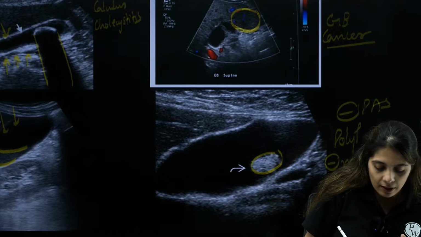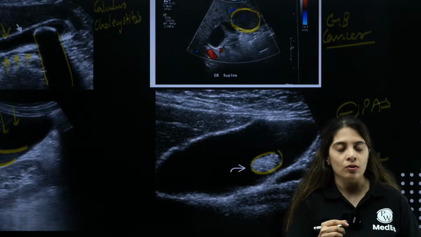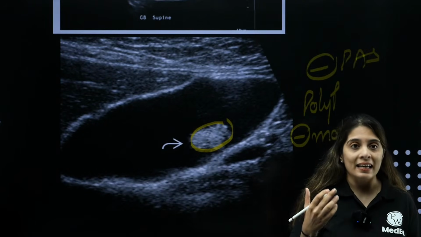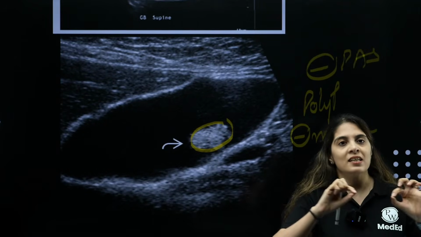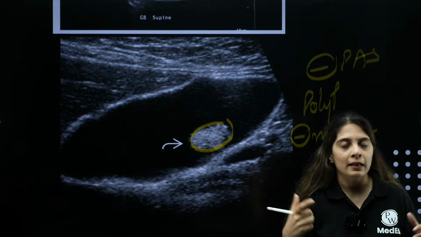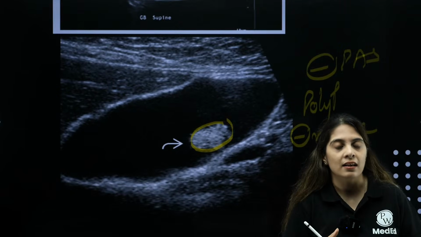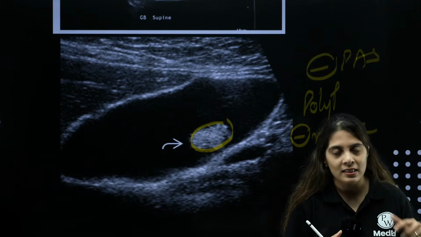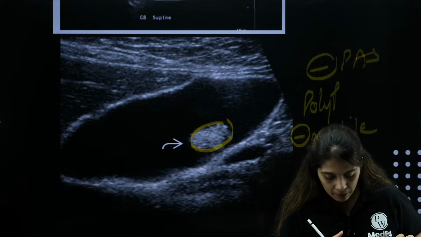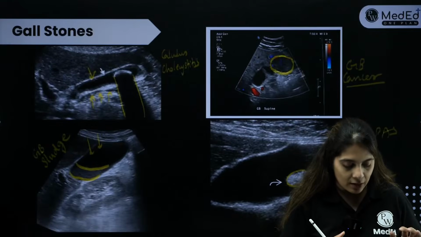So, they can give you a hint. If they have not shown you a video, they will tell you that you are seeing some hyperechoic area that is not mobile, that is present along the wall. They can again show you a video also, and there is no posterior acoustic shadowing which you see in a highly reflective surface like calculus. So, that is how you will differentiate from the GB polyp, right? So, the answer over here is GB polyp.